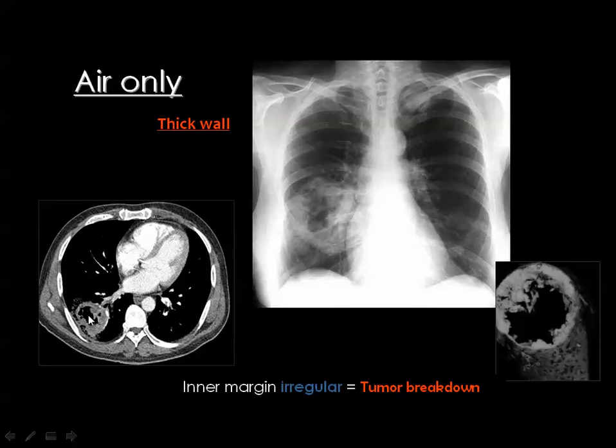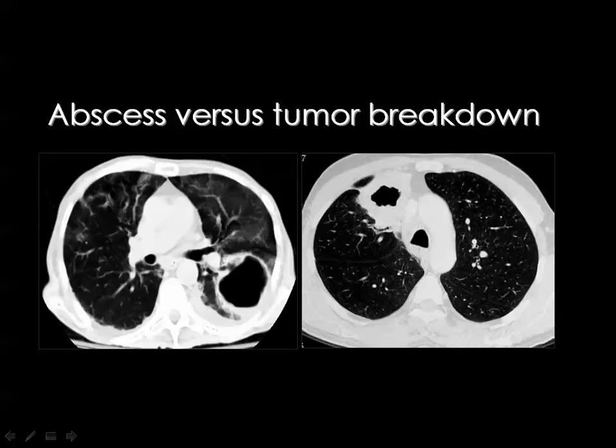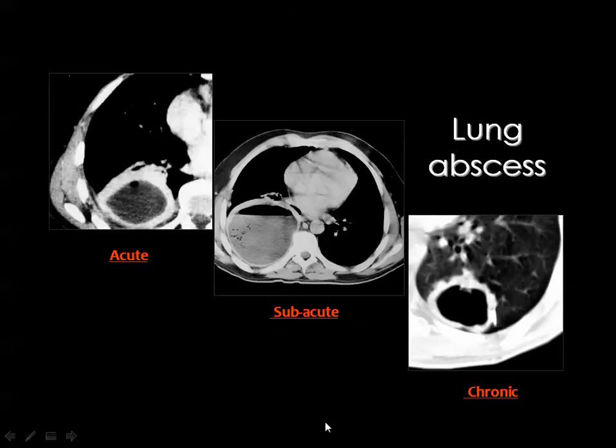What is the difference between lung abscess and a breakdown in a tumor? It is the inner wall of the lesion. The inner wall of the tumor is extremely irregular, while the inner wall of the abscess is smooth. And this is the difference. This is the abscess with a smooth inner margin, and this is the bronchogenic carcinoma with an irregular inner margin.